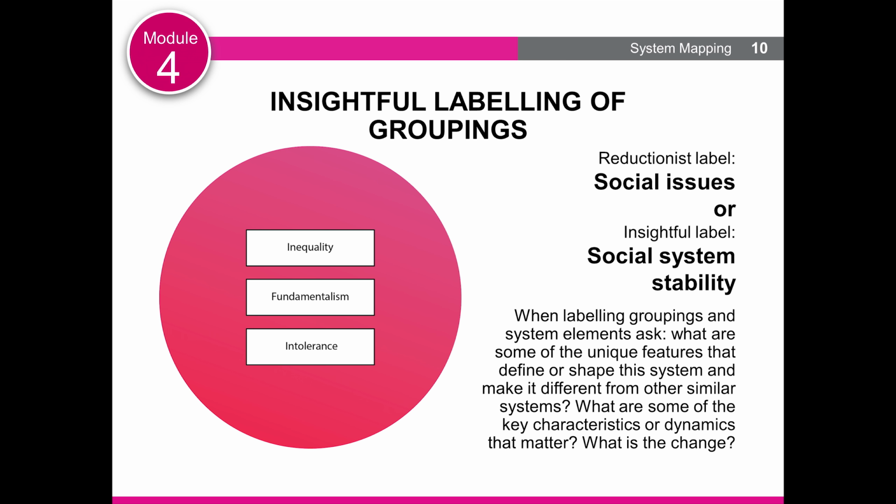One of the tools you can use to generate these system maps are questions. For instance, when you're choosing insightful labels for groups of elements, you can ask, what are some of the key characteristics or dynamics that matter? For example, when looking at issues such as inequality, fundamentalism, and intolerance, rather than labeling them generally as social issues, perhaps label them more insightfully as social system stability.